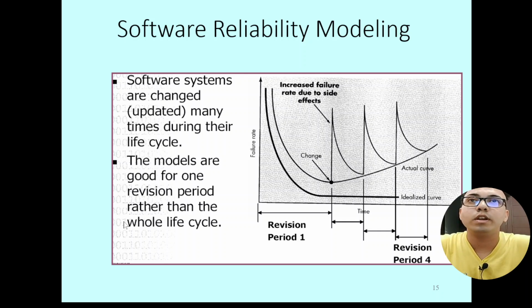Software reliability modeling: software systems are changed and updated many times during their life cycles. The models are good for one revision period rather than a whole life cycle. This is the graph for software reliability modeling. You can see the increased failure rate due to side effects.